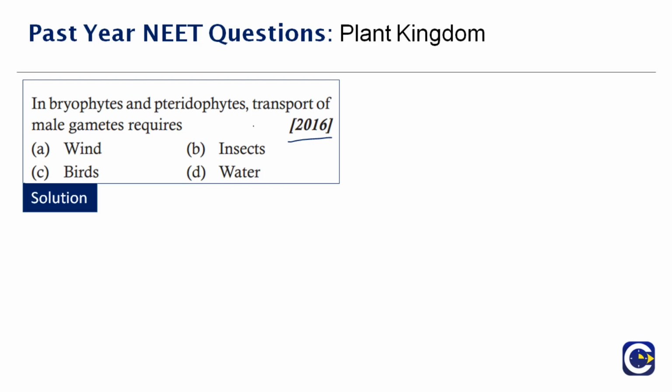So you have 4 options here. Wind cannot be, because bryophytes and pteridophytes grow in damp areas and they don't release pollen grains, so there is no possibility of wind carrying those grains. Insects, no way, because they are not flower bearing plants. Birds, no way. As I already said, they need an external medium for the transport, and that medium is water.